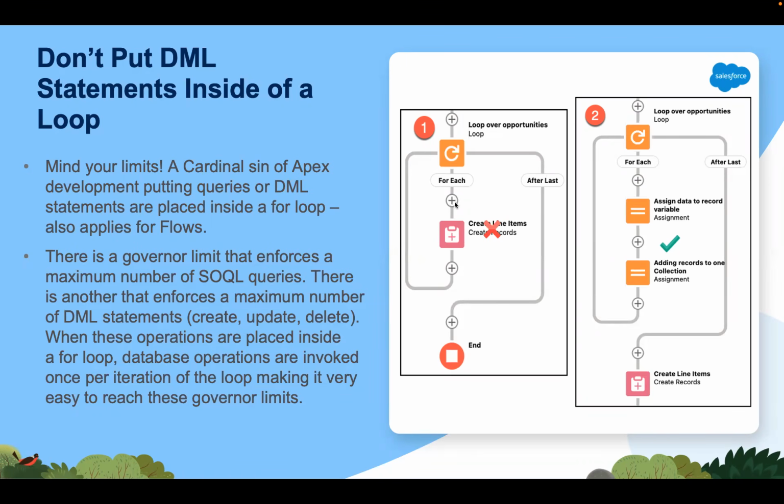That is not good. This will easily hit the DML exception limit, which is DML 150. Or if you have a Get element here, then you can hit SQL 101. So what is the best way to do this?